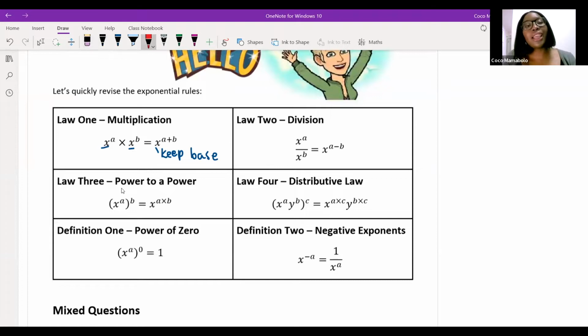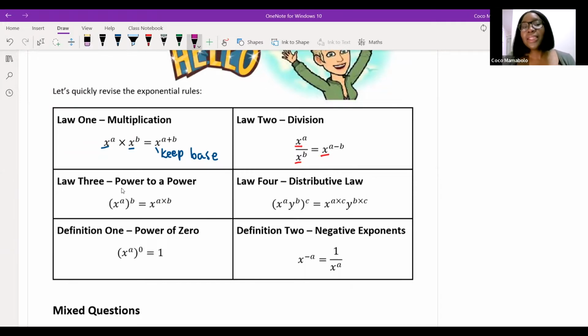Now, if like bases are being divided, like x to the power of a divided by x to the power of b, I'm going to keep my base and I'm going to subtract my exponents. Now, my law 3 is power to a power. The way I remember this one is if I have an exponent up top and I have a bracket, I know that the exponent outside needs to be multiplied with the exponent inside, because a bracket in algebra means multiplication. That makes it much easier for us to remember.